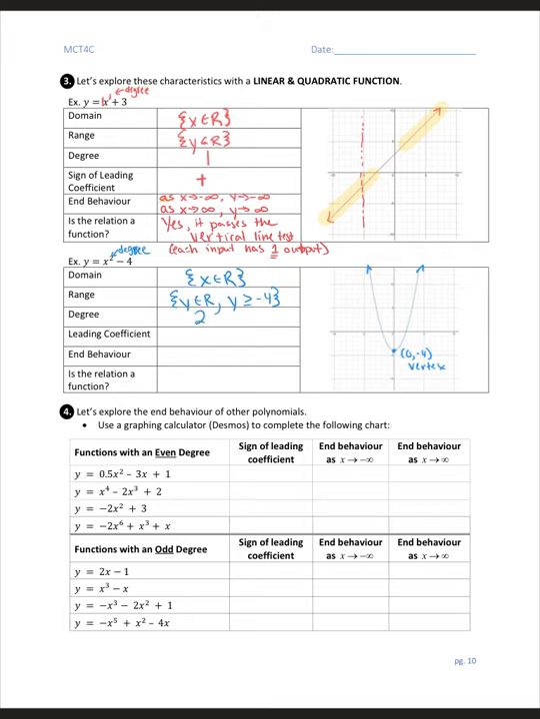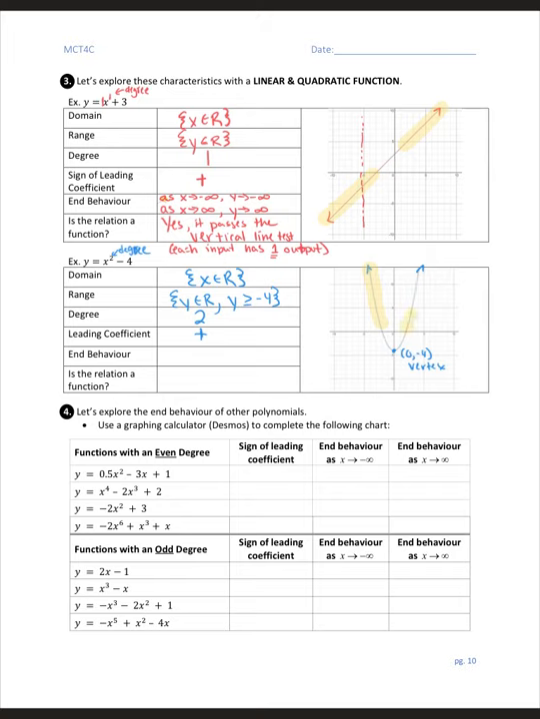And the leading coefficient on that is a 1, and it's a positive 1. So again, it's positive. So what does the fact that it's positive and a degree of 2 tell us about the end behavior? So again, our end behavior, as x is getting more negative, well, in this case, my y is getting more positive as x gets more negative.